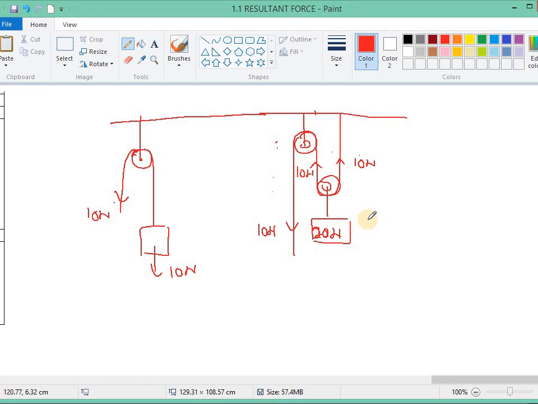But don't worry about this system of pulleys. In SPM, we are not going to discuss this system of pulleys, but I just want to introduce to you that a pulley can also be used like that. Okay, this is a very interesting function of a pulley.